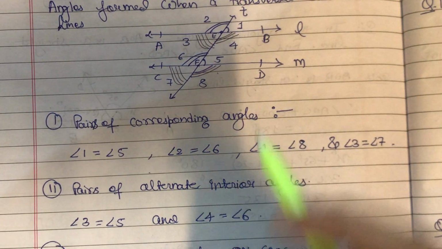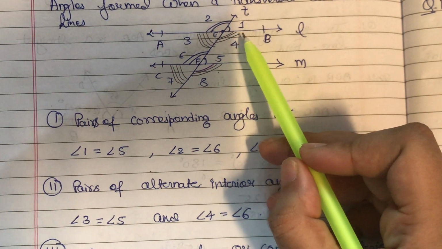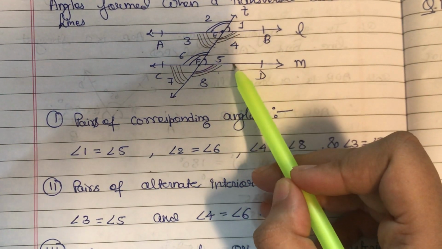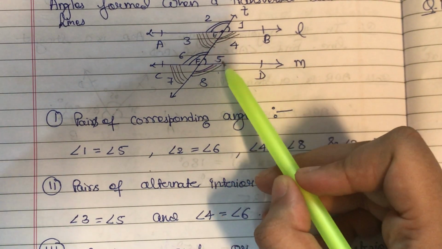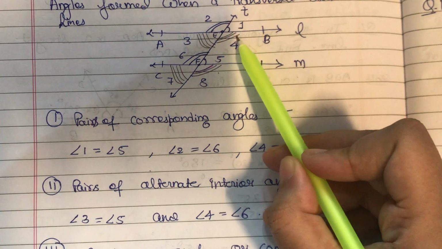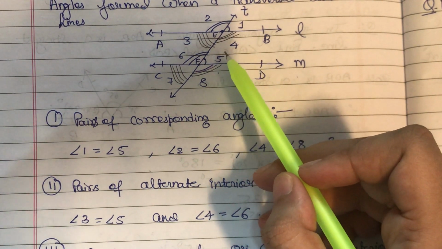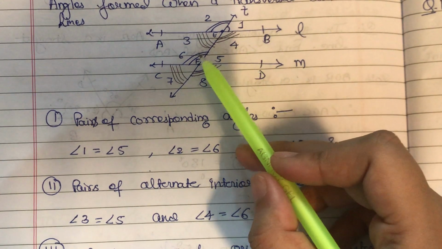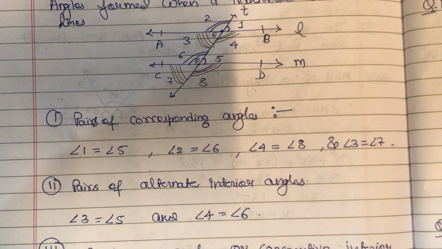Alternate interior angles. Alternate interior angles means the angles which lie inside the parallel lines and they are alternate of each other. For example, 3 and 5 are alternate pairs, 4 and 6 are alternate pairs. Also, alternate interior angles are equal. So, 4 is equal to 6 and 5 is equal to 3.